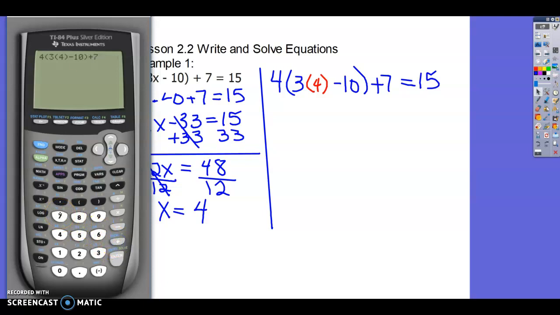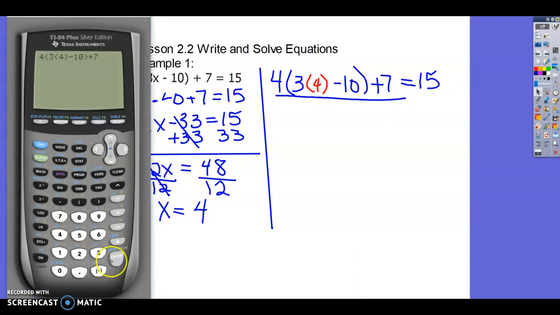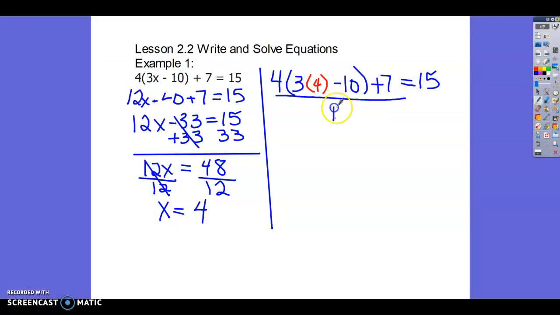All right, so I'm going to plug this in. This is the left side of the equation you can see here. Okay, so I'm plugging that part in, and then I'm going to hit equal, and if it's equal, it'll be 15. So I got 15, so that means this side is 15. That equals 15, so that checks.